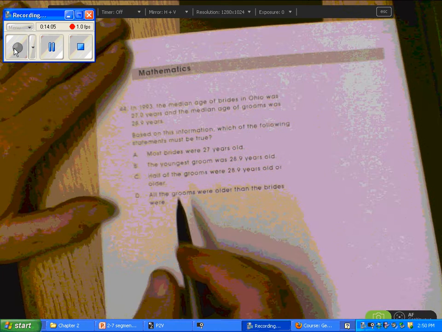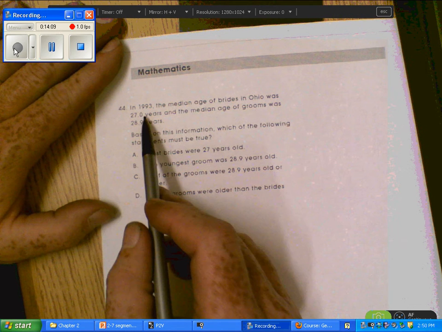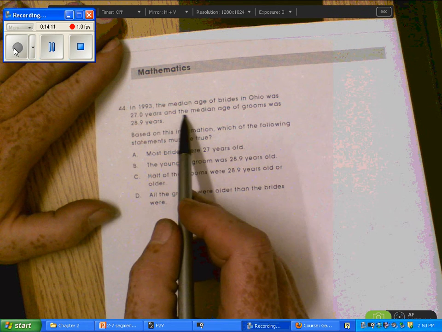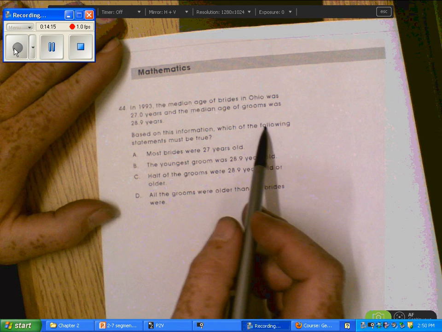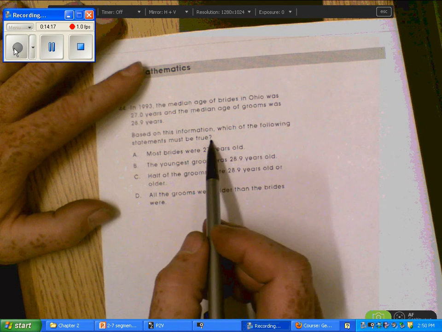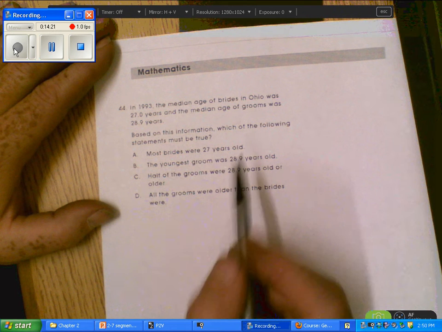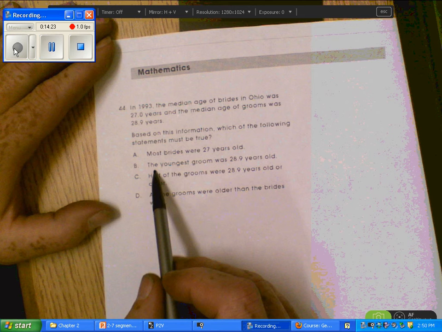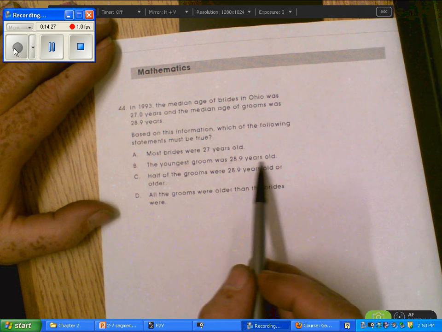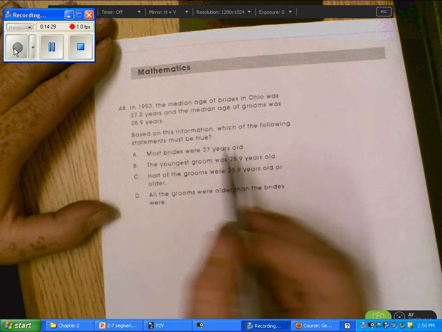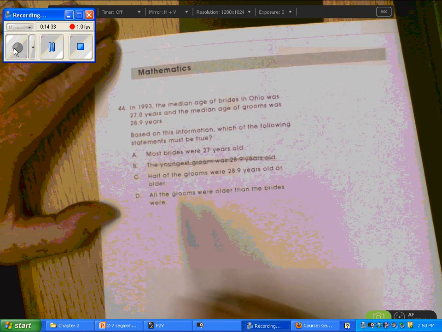Problem 44. In 1993, the median age of brides in Ohio was 27.0 years. The median age of grooms was 28.9. Based on this information, which of the following statements must be true? Most brides were 27 years old. Maybe. The youngest groom was 28.9. Probably not, because they were probably young. Some were younger, some were older. So that one's probably wrong.